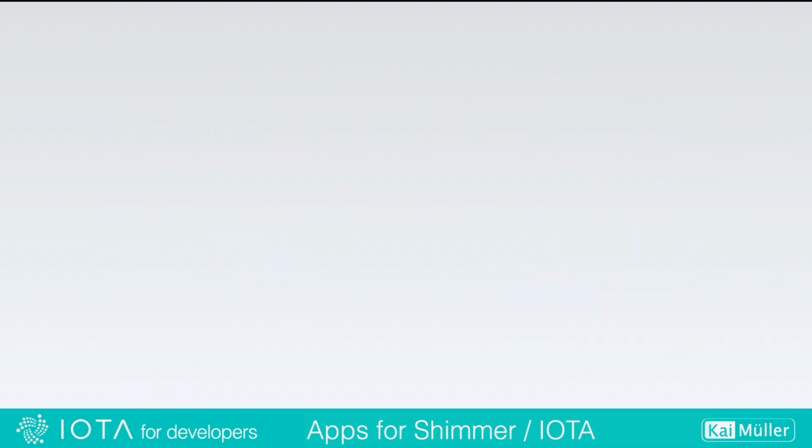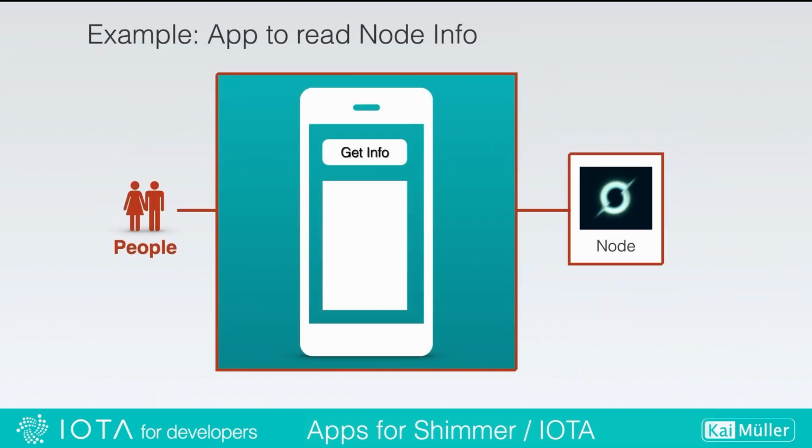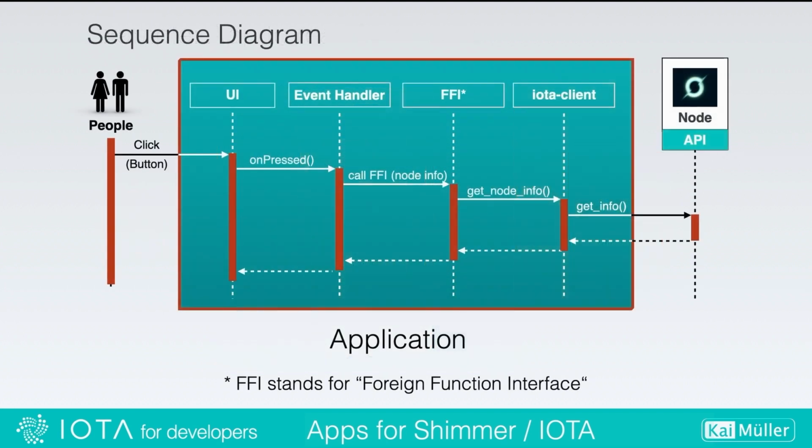Here's a simple example: an app with just a button and a text field. When the user clicks the button, it should establish a connection to a Shimmer node and retrieve information about it. This information will then be displayed in the text field. Within the application itself, the following occurs. In the front end, when the button is clicked, it triggers its handler.